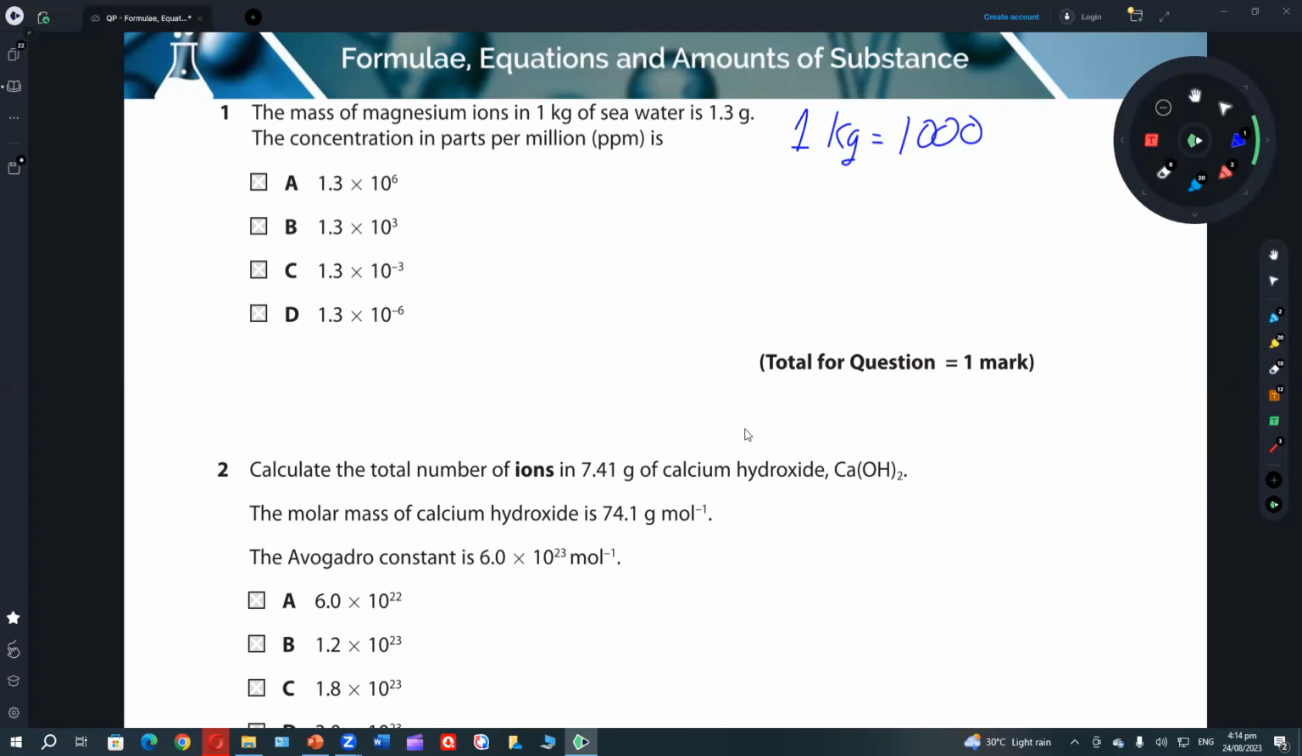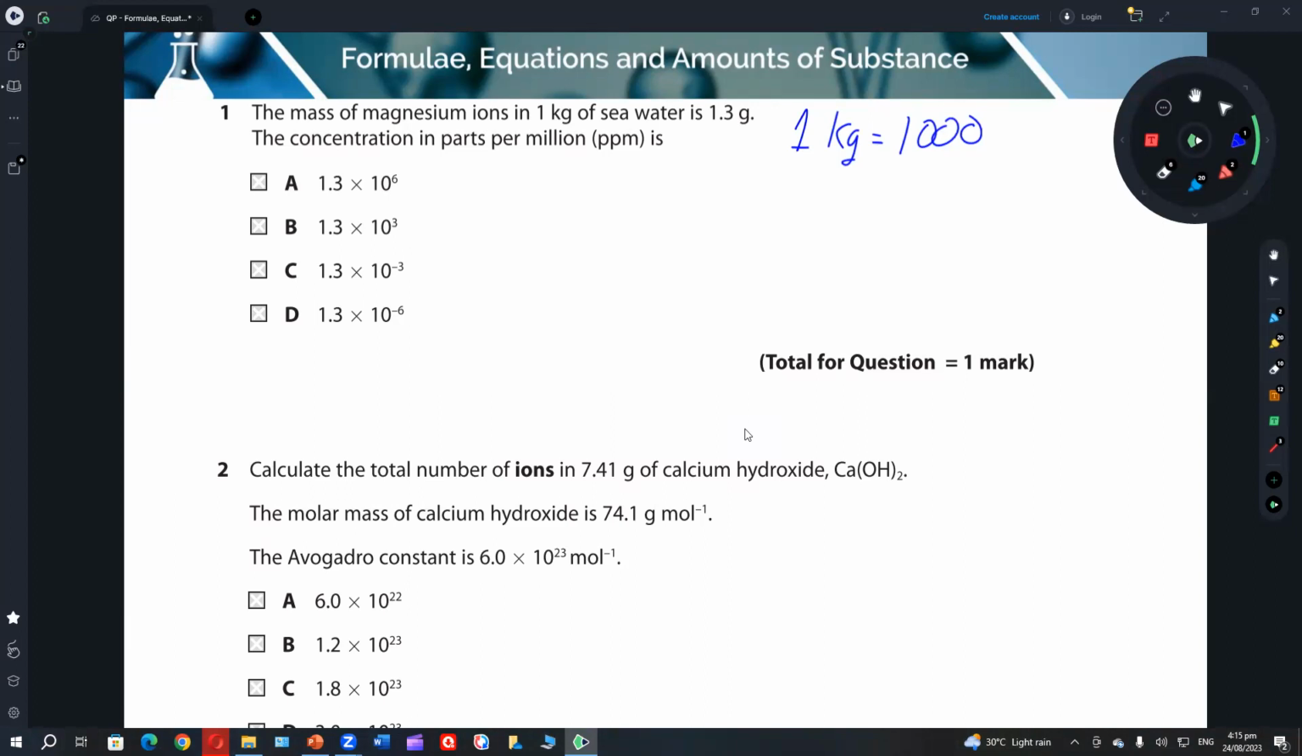And in this case, would I put 1.3 grams over 1 kg, or is it 1 kg over 1.3 grams? Convert kg into gram, that'll be 1,000. So would it be 1.3 over 1,000? The solution here would be 1.3 upon 1,000, right? Perfect. Let me just do it then.